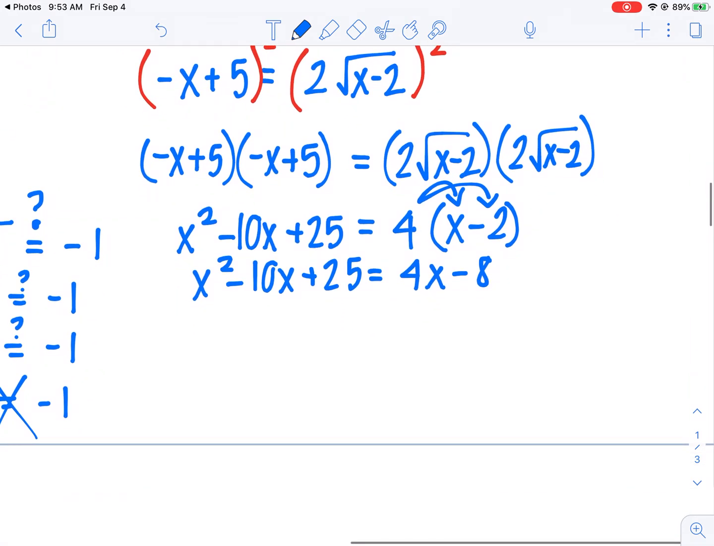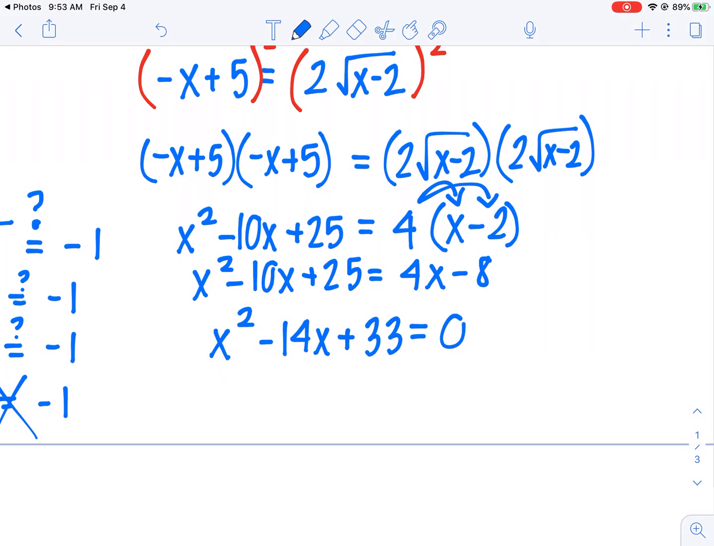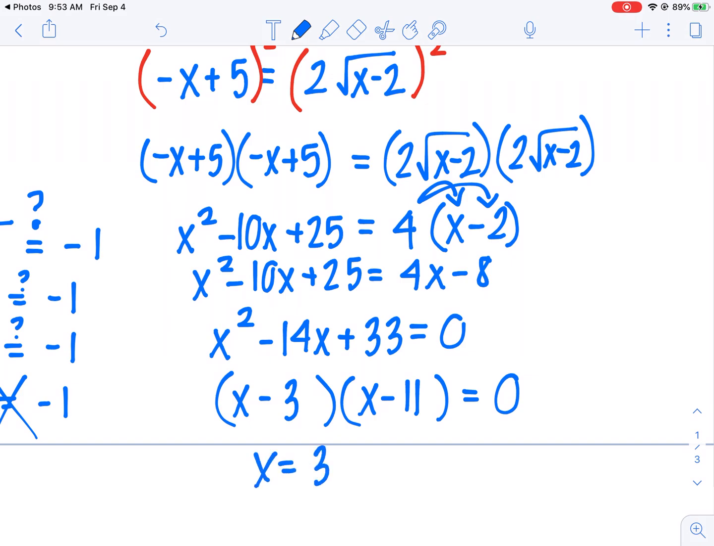Now let's get it equal to 0. I end up with negative 14x. Oops, I would add to a 33. We're getting there. Hang in there. x minus 3, x minus 11 would factor nicely. I do a zero product property, so set each term equal to 0. And these are my possible answers.